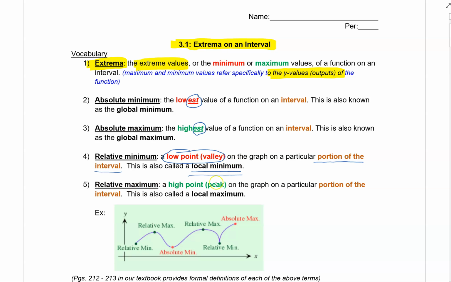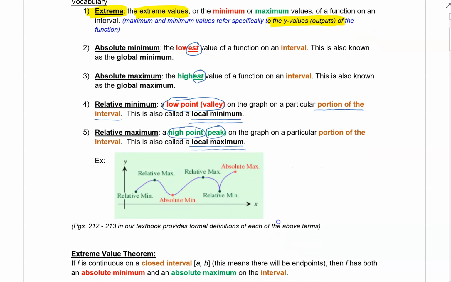And a relative max is like a peak, right? A high point on the graph relative to the points around it. These are also called local maximums because if you localize them to one particular area on the graph, they stand out as a high point, but they're not necessarily the highest point like an absolute max would be.